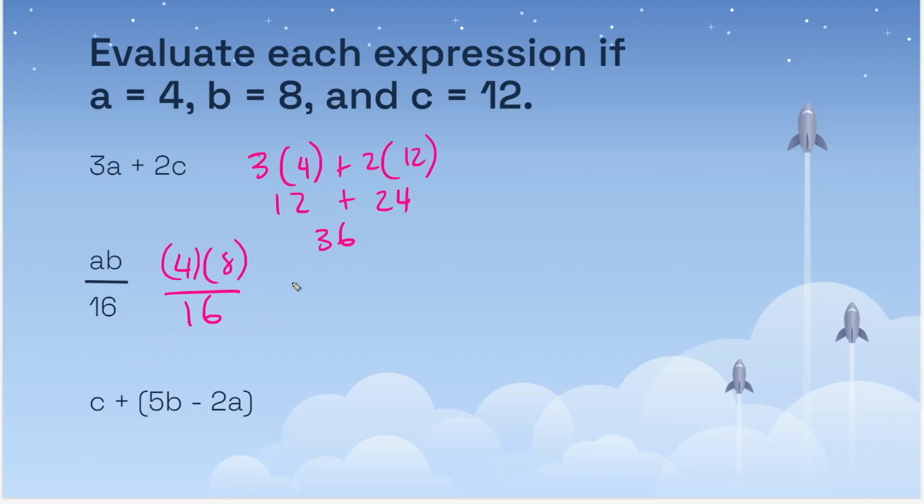A times b is 4 times 8 over 16. 4 times 8. I'm going to move this over here to give myself a little bit more space. 4 times 8 is, what is that, 32. 32 divided by 16 is 2.